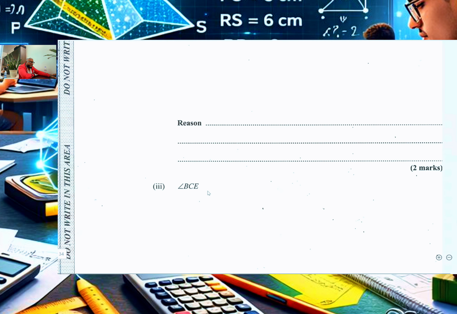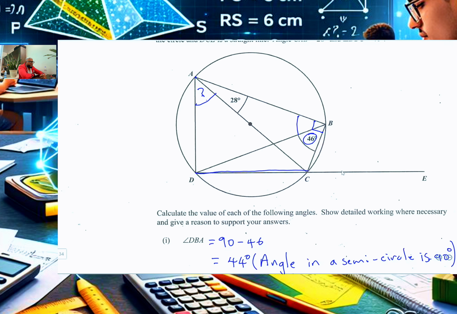B to C to E will be this angle on the outside here. Could we find this angle here? Yes. This whole angle here, here's 46, so the entire angle will be 46 plus 28, which gives me 74 degrees. That will be the whole angle.